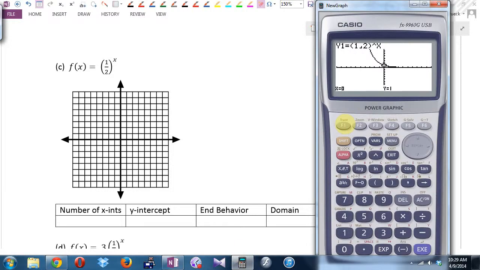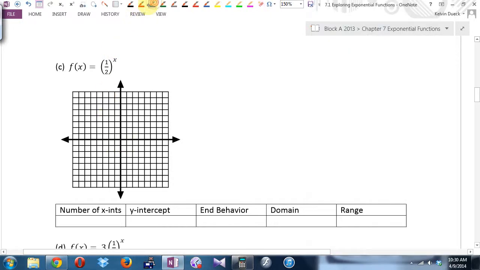Let's try some points. What about when x is -4? How high are we? When you put in a -4, using the trace feature that all of you are doing with me, and you're all typing in that -4, and then you're hitting enter, you need to know how to do this. What value are you getting back? Will that fit on my graph? No. Let's try -3. When x is -3, how high are we? Hey, that'll fit. -3, 8, that's on my graph.